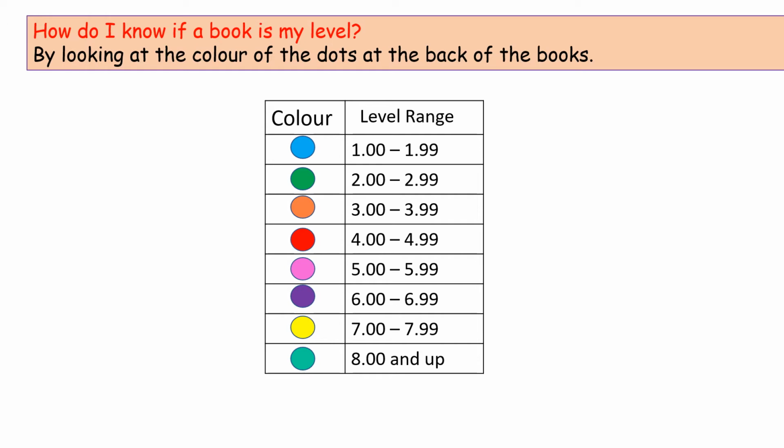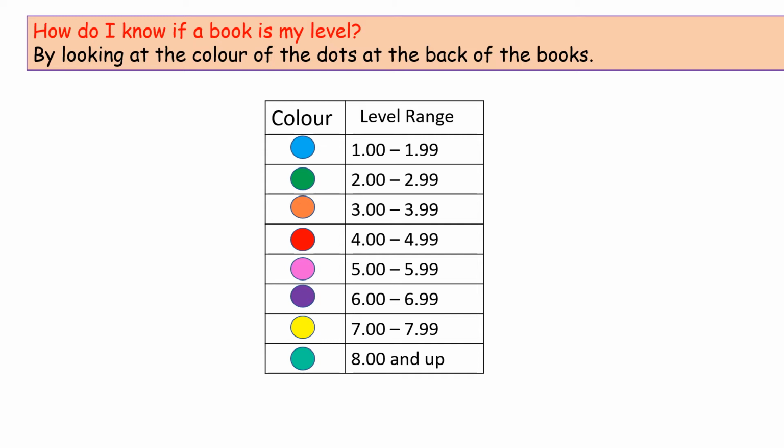The other person who would know is the librarian. And you can see that the books in the library all have different coloured dots on the back that tell you the level of that book, and they're arranged in colour order. So you can just go to your section and you will find books that are right for you. And you can see they start with blue, go on to green, orange, red, pink, purple, yellow and turquoise.